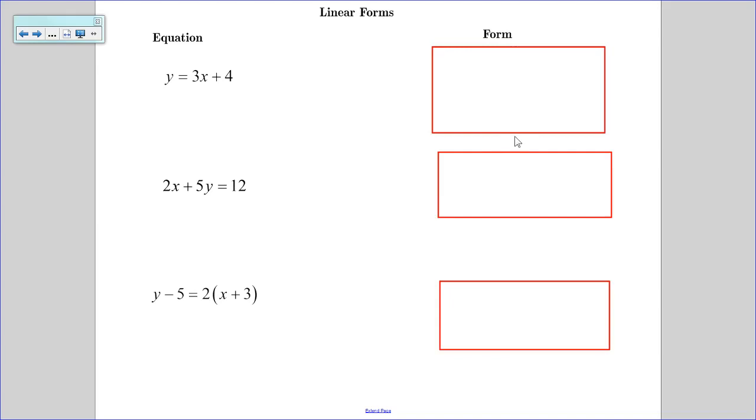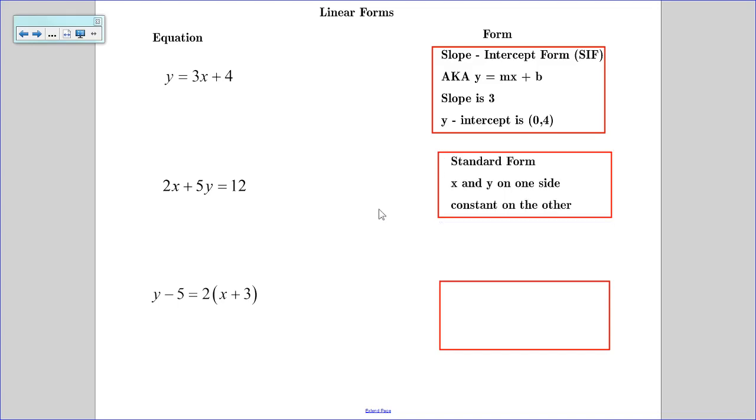There are three linear forms you should familiarize yourself with. One is slope-intercept form. Some people refer to that as SIF. That's when you have y equals mx plus b. For this particular one, remember the slope is 3 because that's the coefficient of the x variable, and the y-intercept is (0, 4).